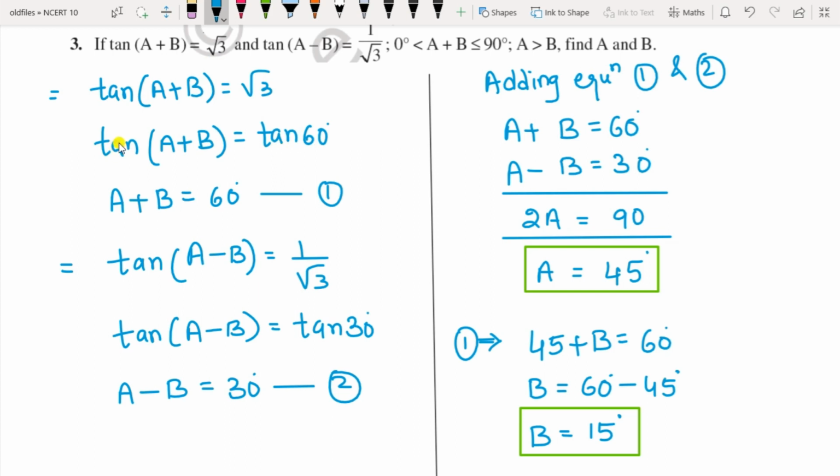Root 3 is the value of tan 60. Why are you writing tan? Because there is tan on the other side, so you have to write the value in terms of tan only. So from this side, tan will get cancelled, and you will have a plus b equal to 60. That is equation number 1.